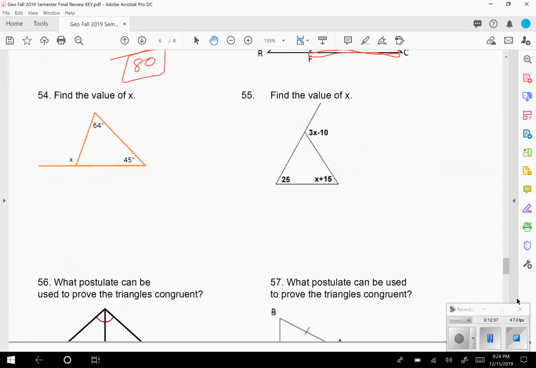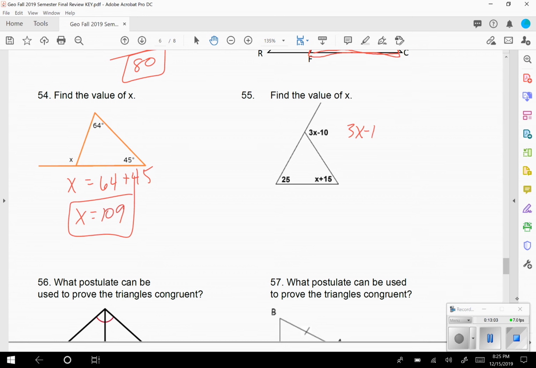All right, it says find the value of x. Remember, this angle on the outside is equal to the two over here on the inside added together. So x is equal to 64 plus 45. So 64 plus 45, x is 109.